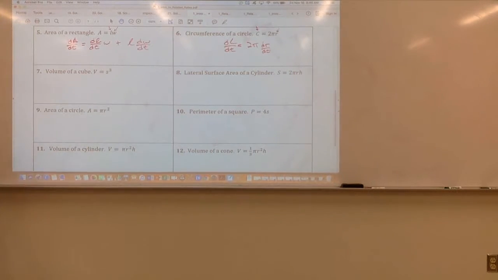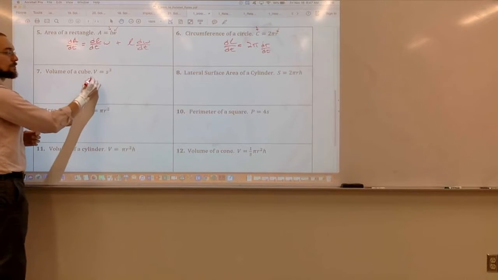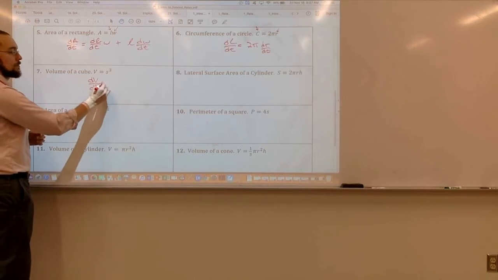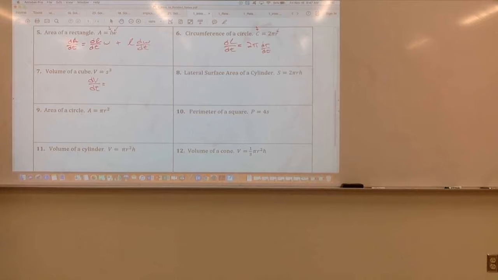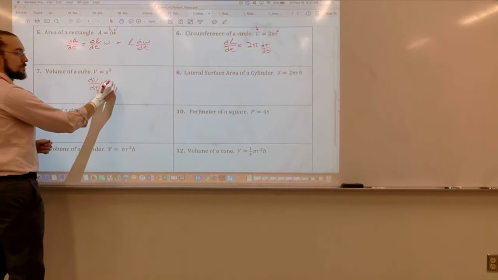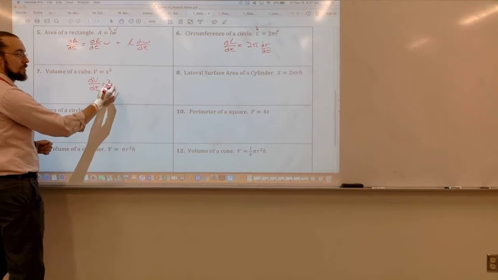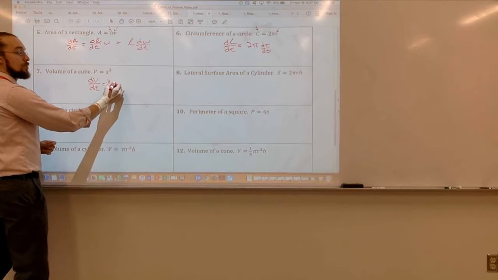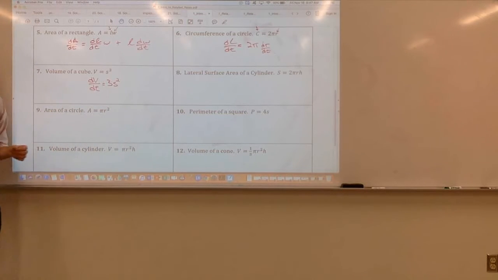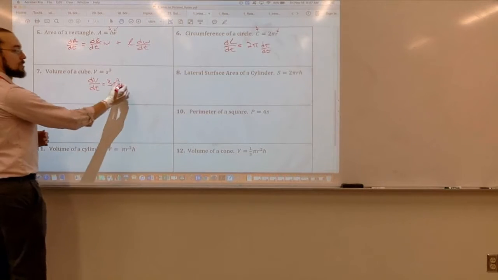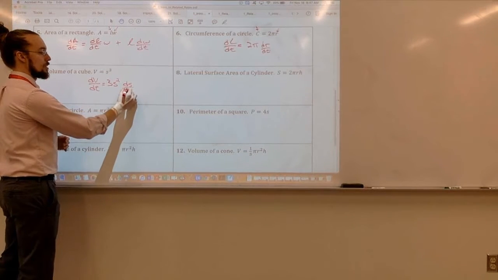So how about number 7, the volume of a cube? What would this derivative look like? dV dt equals, right, so we'd still have 3s squared, then times ds dt.